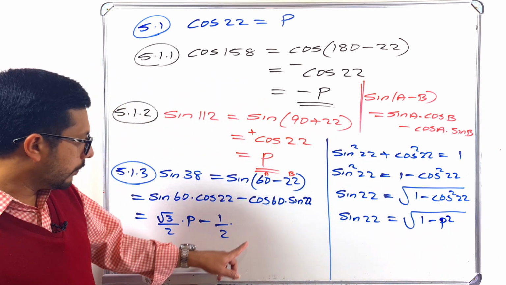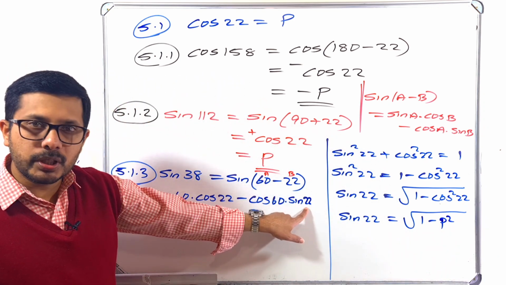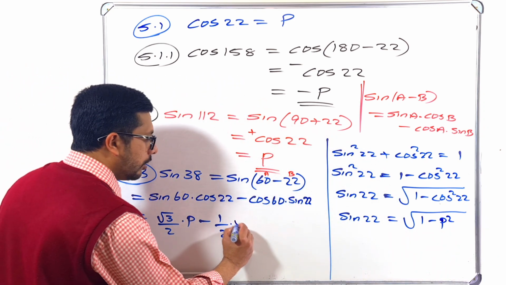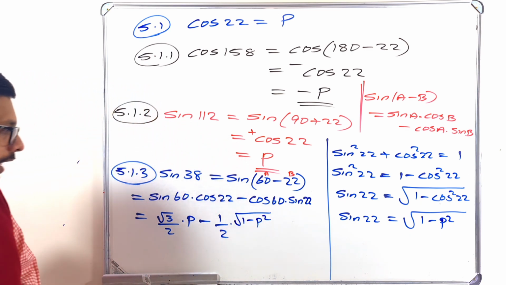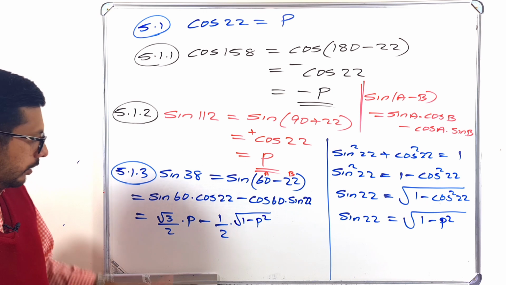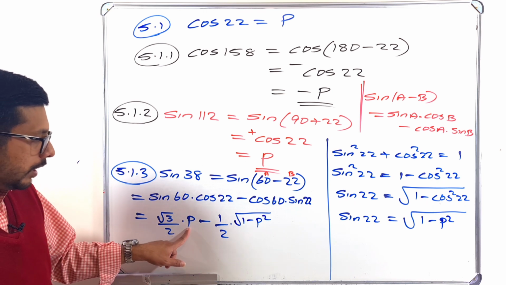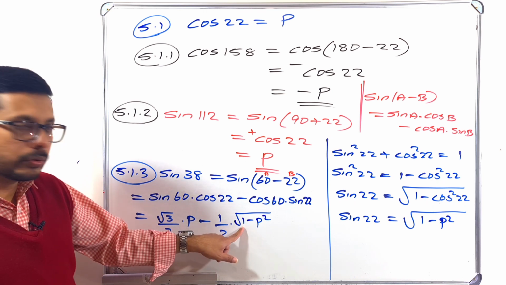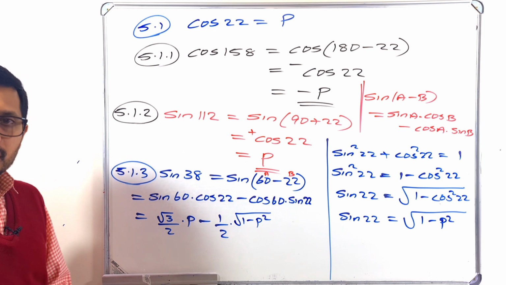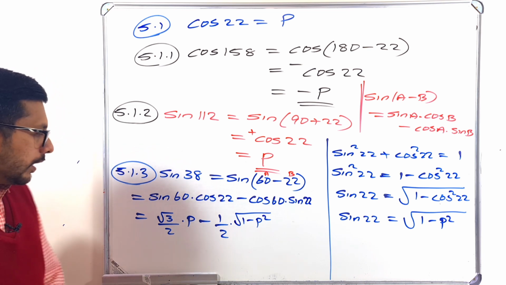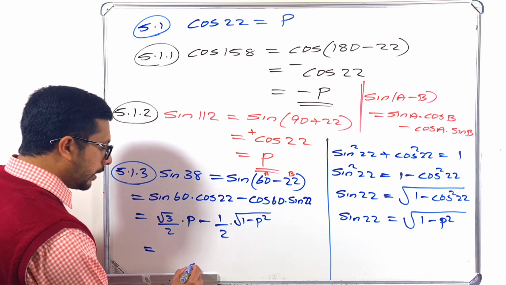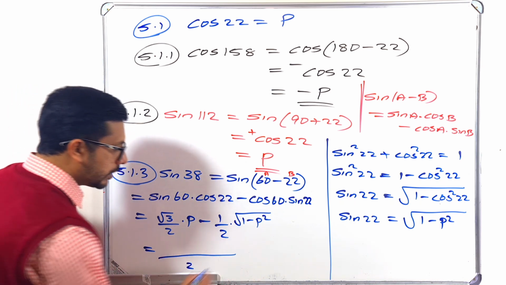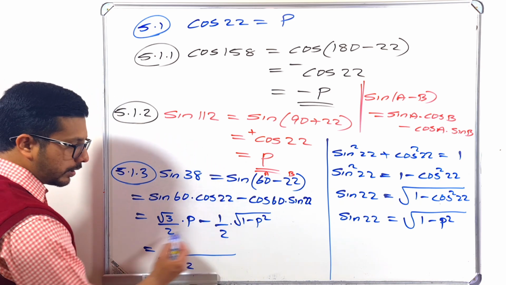So here, sine 22, instead of that one we can write it as root of 1 minus P square. Is it not the answer in terms of P? Root 3 by 2 P minus 1 over 2 root of 1 minus P square. So now the answer is, either we can leave it like this, or if you want, you can write one more step. Here 2 is an LCD. Then both terms.